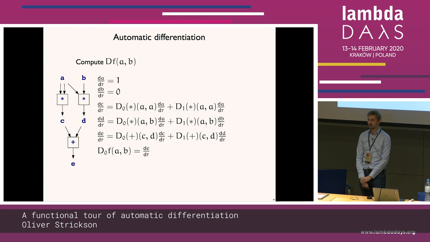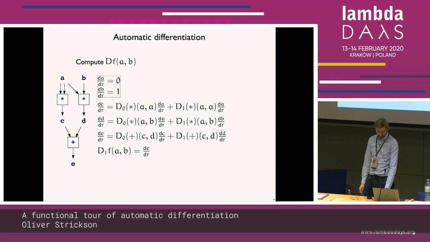Okay, that's one way to do it. I hope that's not surprising. That's just using rules of differentiation. There's another way to do it. Actually, what I was going to say was, the reason it gives you the first partial derivative is because you started off with a 1 and a 0. If you start off with a 0 and a 1, you get the other partial derivative. And in fact, you can get any directional derivative that way. And that's called forward mode differentiation.